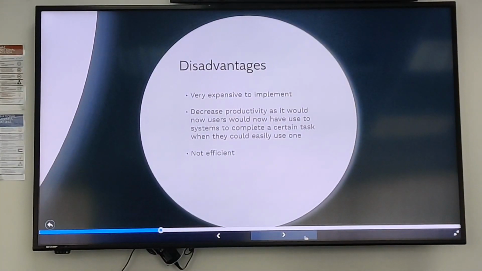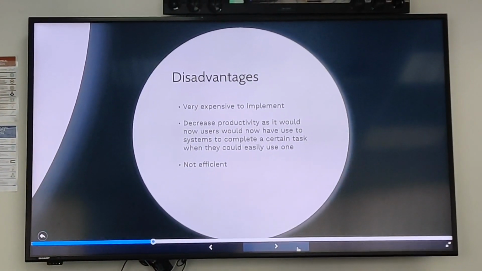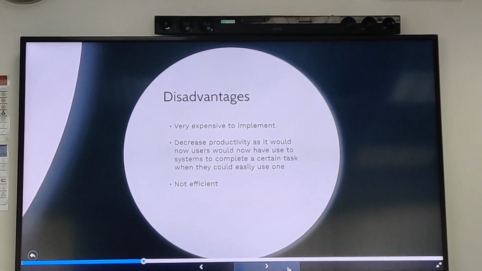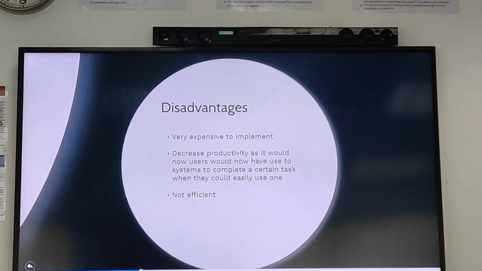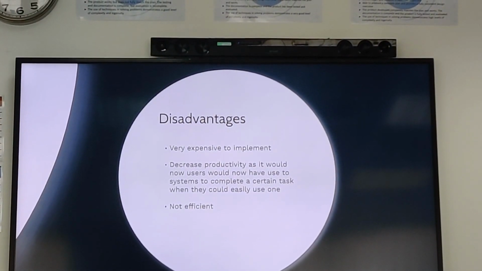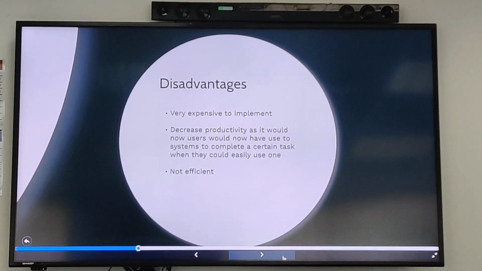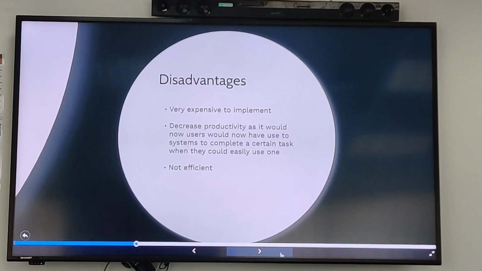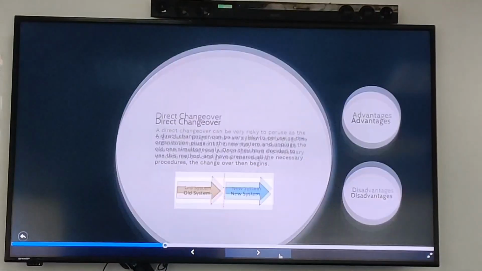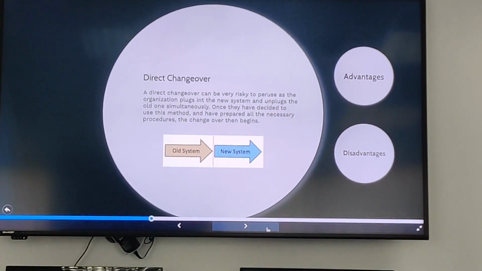However, it's very expensive to implement as you're running both systems side by side, so that includes a lot of usage of electricity, and that thus increases the fixed costs of the company. It decreases productivity as the users would now have to use two systems to complete certain tasks when they could easily use one, therefore making it non-efficient. So the next changeover is a direct changeover.